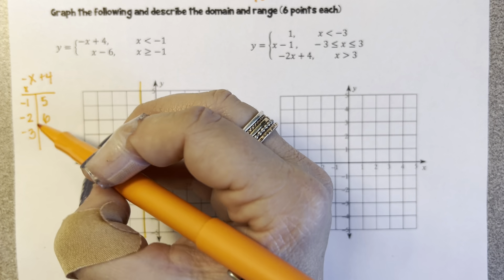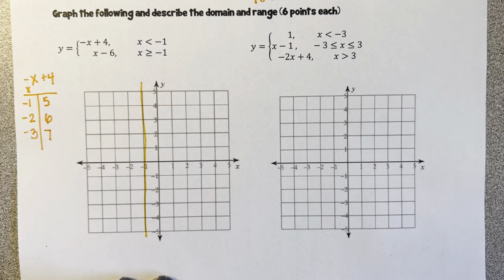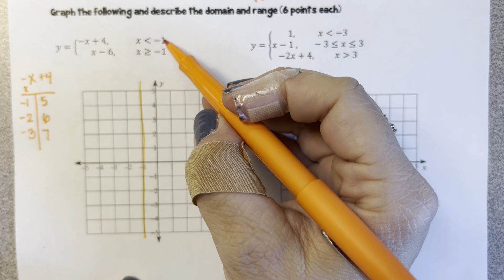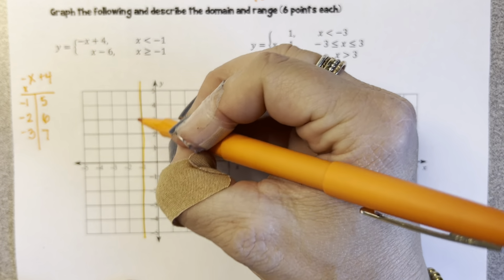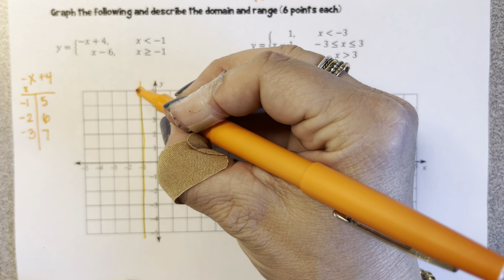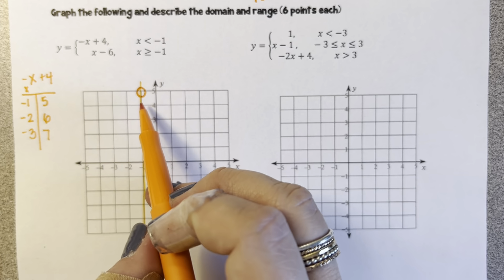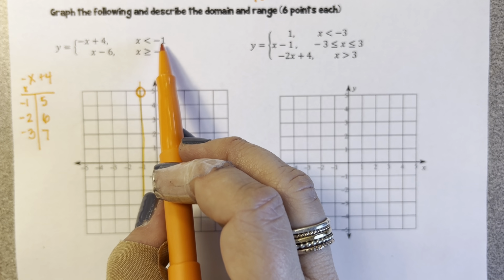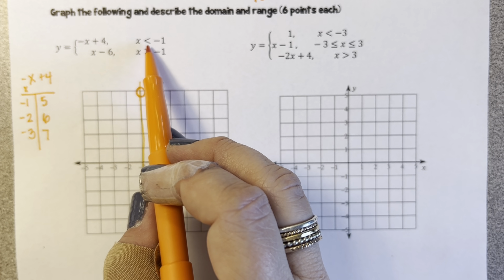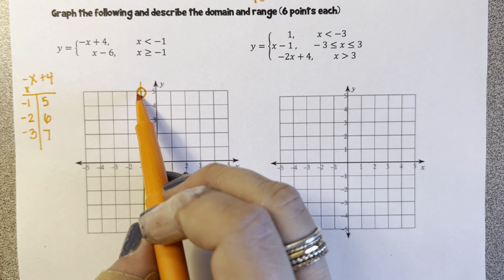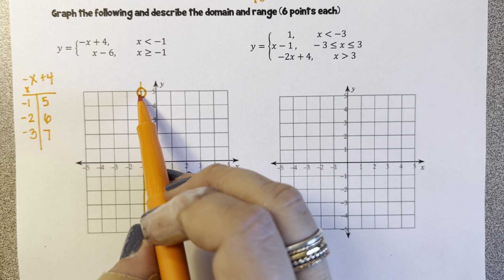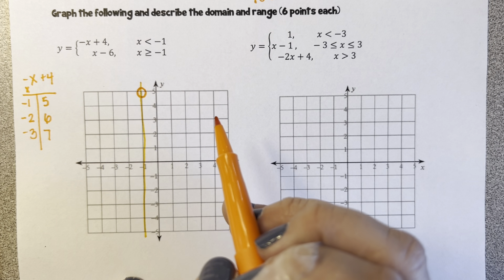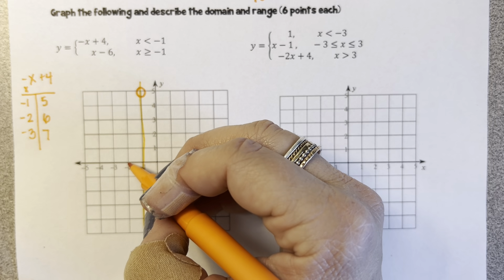-3 is 3, plus 4 is 7. So I'm going to start at -1, 5. It's going to be an open circle because this isn't the answer if x is -1, since it doesn't have the equal to. But we have to put something on there because there are values in between -2 and -1. So I have -2, 6.